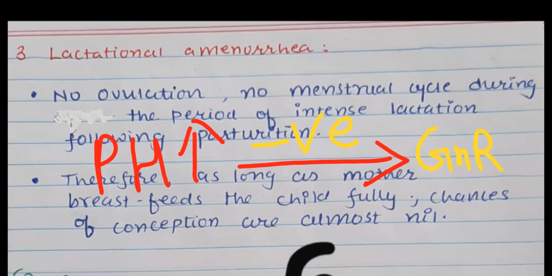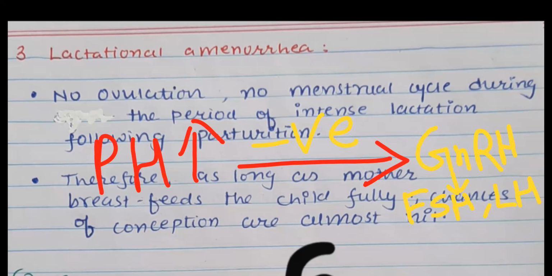GnRH, gonadotropin releasing hormone. By that way, the gonadotropins, which are two, FSH and LH, are very much reduced, insignificant at that time when the prolactin hormone level is very high. Remember.